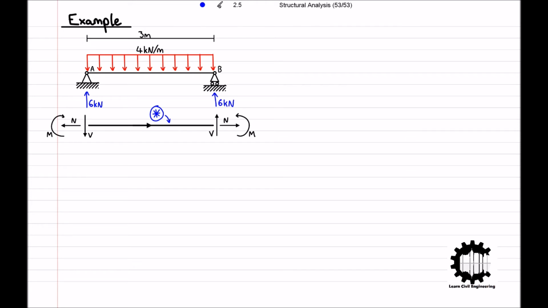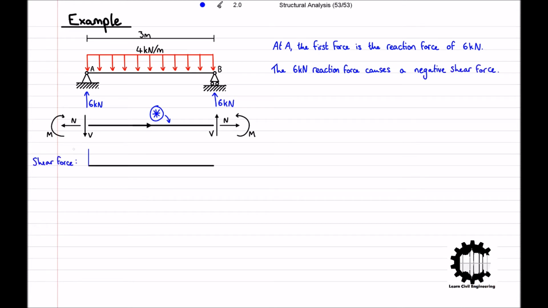Let's start by analysing the left side of the bar at point A. At point A, the first force is the vertical reaction force of 6 kilonewtons acting upwards. Referencing our starred diagram, we can see that at the left end of the bar, positive shear forces act downwards, and so the reaction force of 6 kilonewtons causes a shear force of negative 6 kilonewtons.